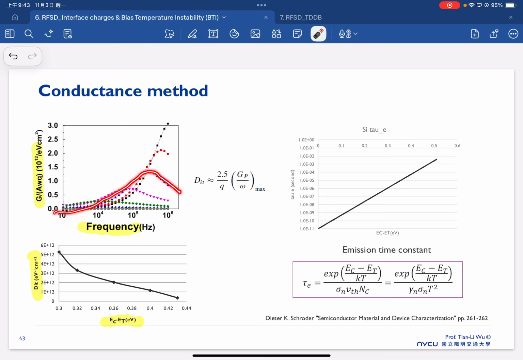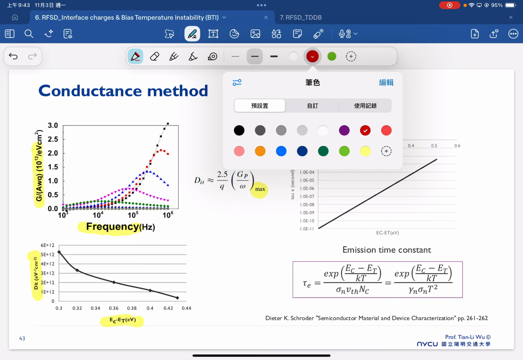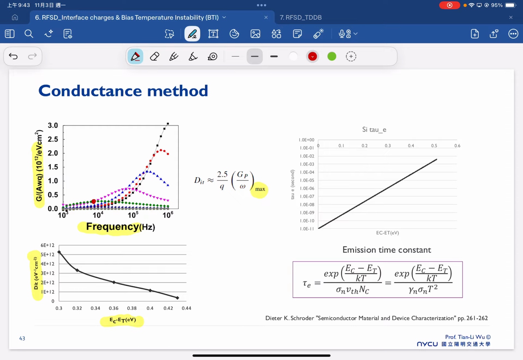And as we already mentioned, what we are interested in is the maximum value here. So therefore, we have to identify this peak here. If we look at the peak here, then we can identify the peak of this part. This is GP over omega at the maxima. So that's a maxima here, and this is also another maxima, another maxima, another maxima here.